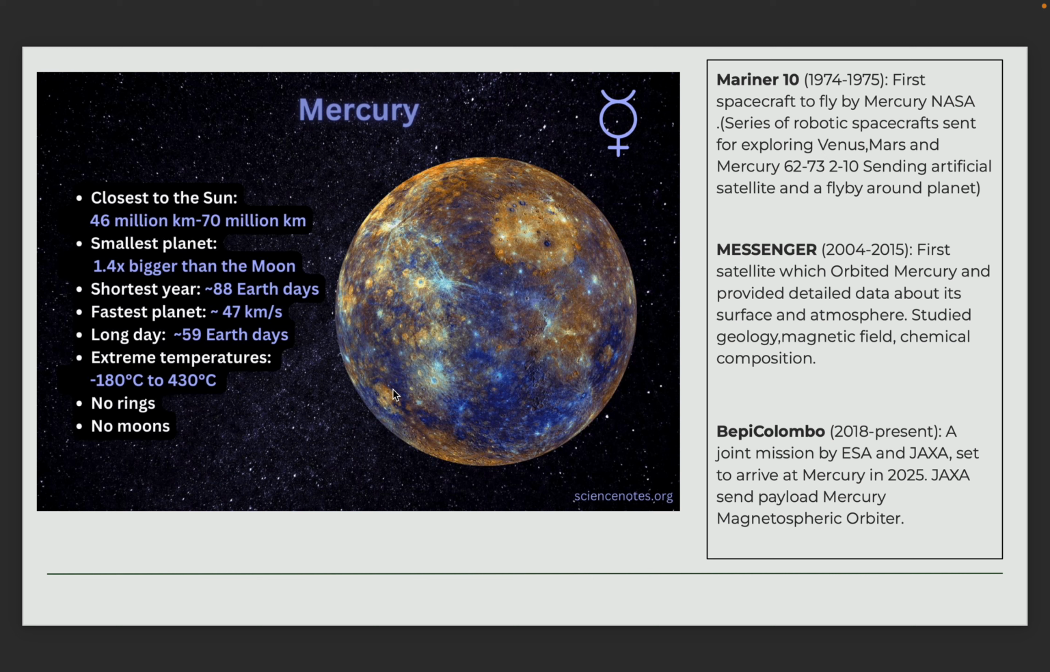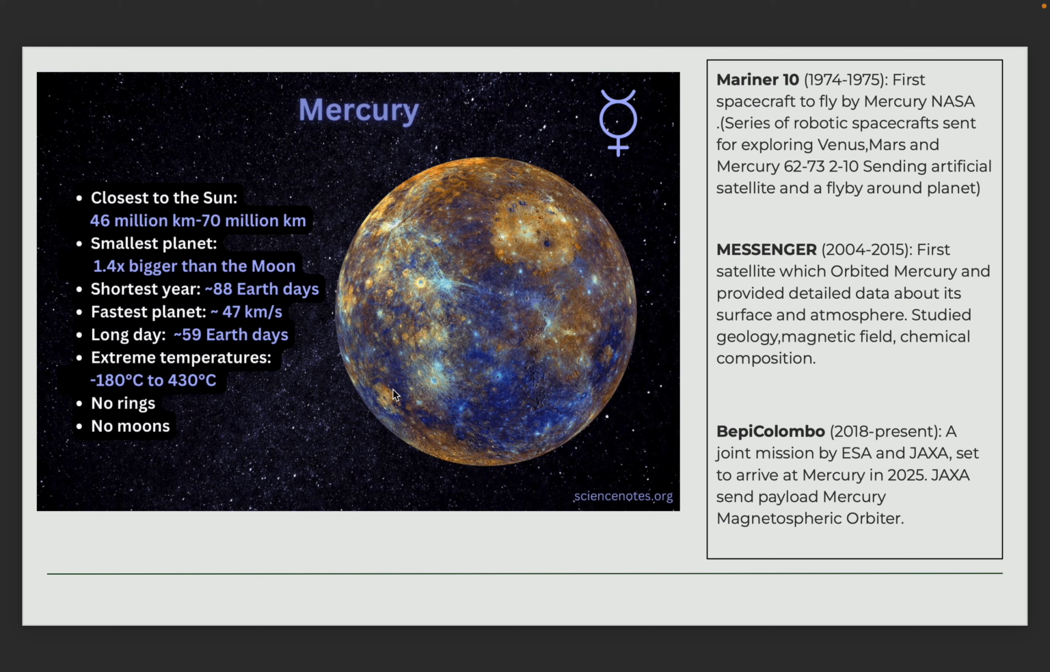It has extreme temperatures because it is the closest planet to the Sun. The side of Mercury which faces the Sun has a temperature of about 500 degrees Celsius, and the other side, the dark side which does not face the Sun, has extreme cold, about minus 180 degrees Celsius or minus 200 degrees Celsius, around that.